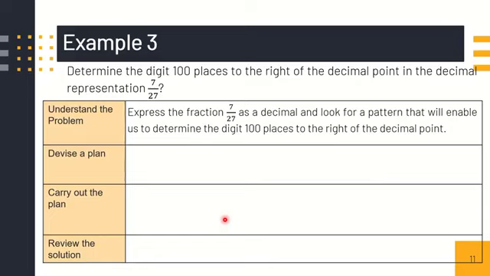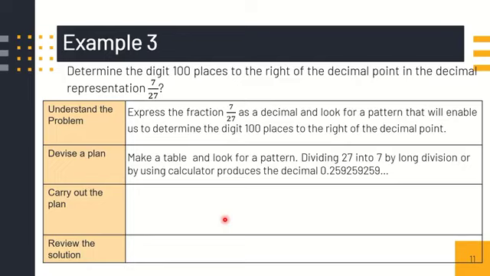So, what strategy are we gonna use? You can make a table or look for a pattern. In this case, we can look for a pattern. When we divide 7 by 27, by long division or by using a calculator, it produces the decimal 0.259259. As you can see, na-observe nyo na nauulit at nauulit lang sila. So, start in 259. Pagtapos ng 9, babalik ulit sa 259. So, ito yung pattern ng decimal natin.